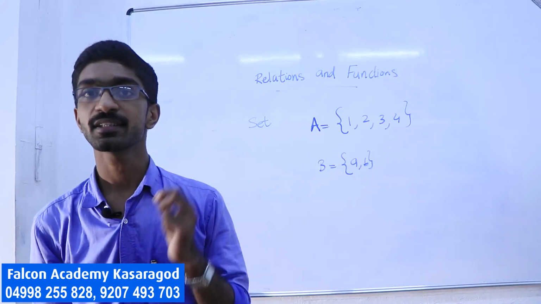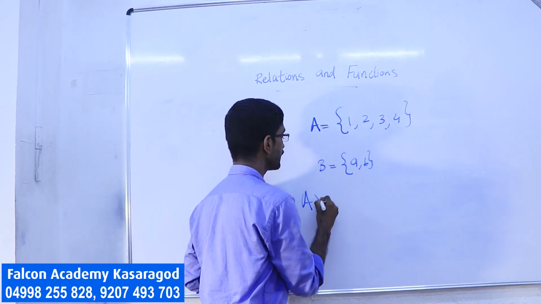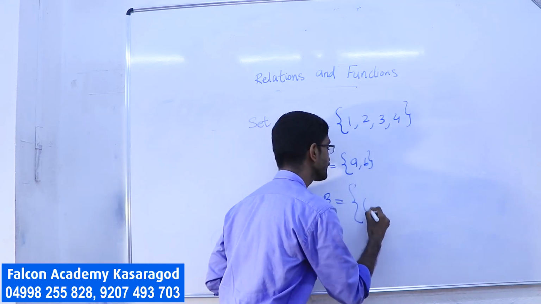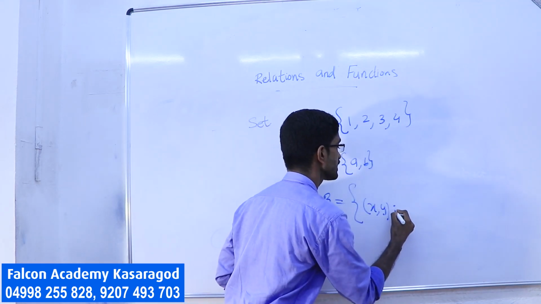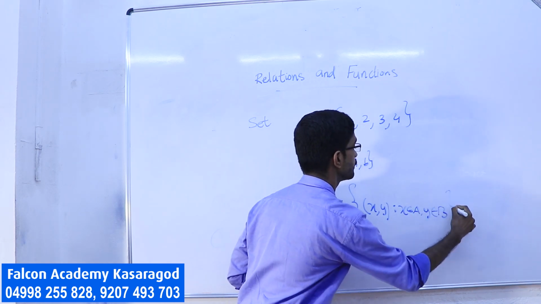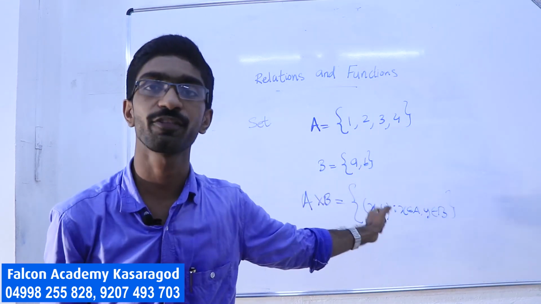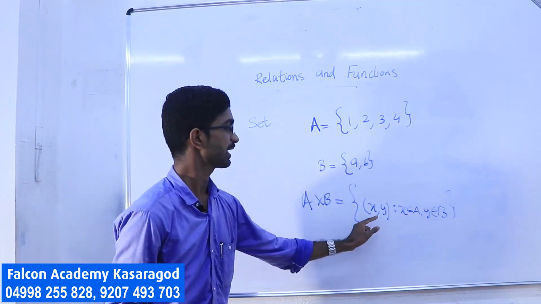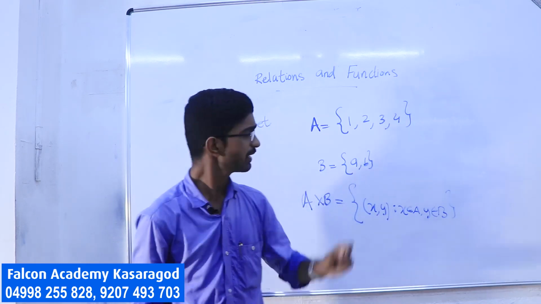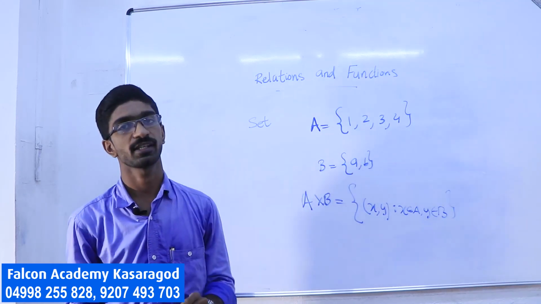Now, we can define the cross product of A and B as A cross B is equal to the set of all elements x comma y such that x belongs to A and y belongs to the set B. Okay? The set A cross B is the collection of elements of the form x, y. Simply, the first element comes from the first set and the second element comes from the second set.